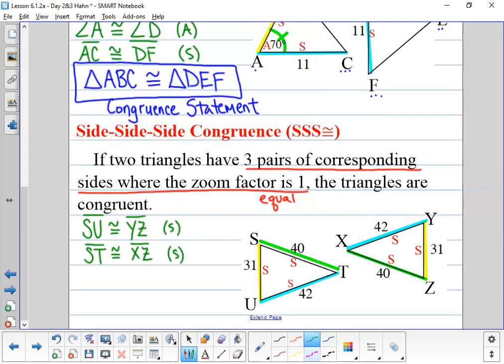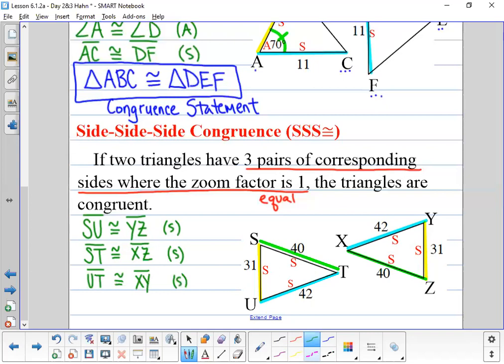Notice I make my Z's with a little line through them so I don't confuse them with the letter 2. So if you're wondering why I have that Z like that, that's why. And my final one is UT. And that one is going to be congruent to XY. Those have a length of 42. So those are my 3 facts that satisfy the side, side, side congruence condition or shortcut.